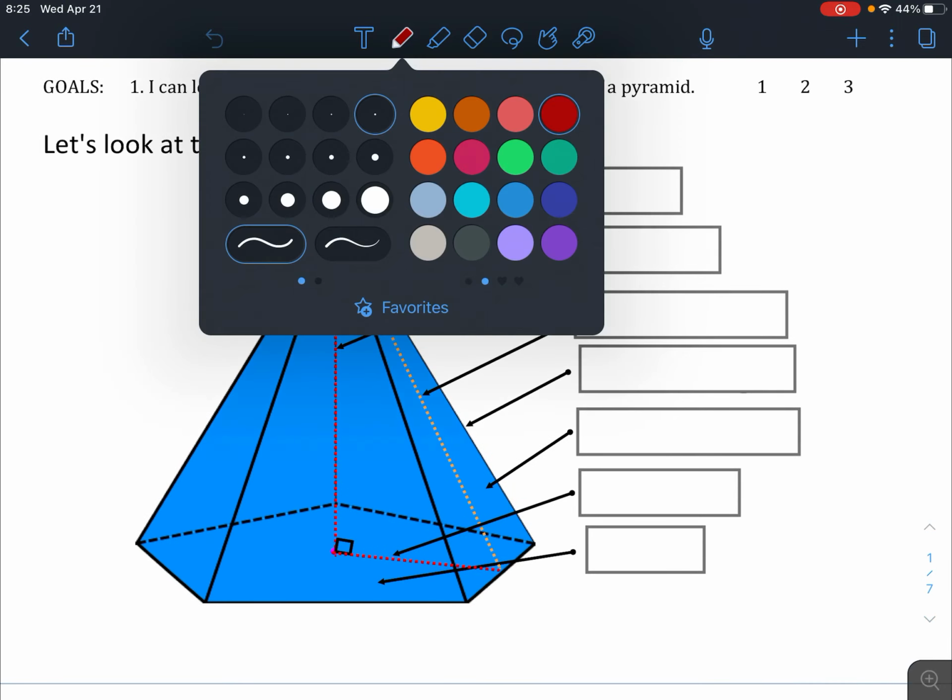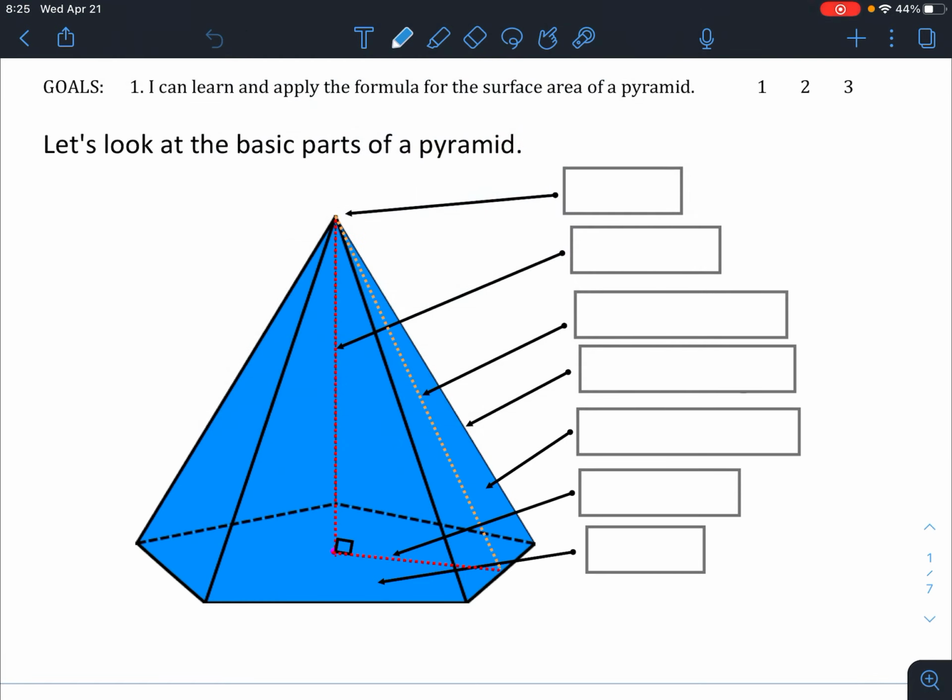First of all, what kind of a pyramid is this? You can see the base has 5 sides, so this will be called a pentagonal pyramid. Just like a prism, we can have pretty much any shape that we want as a base: a triangle, a rectangle, a pentagon, hexagon, octagon, decagon, anything for our base. But if you look at the sides, the lateral sides, those are always going to be triangles in a pyramid. So let's go through each piece of a pyramid that you should know.